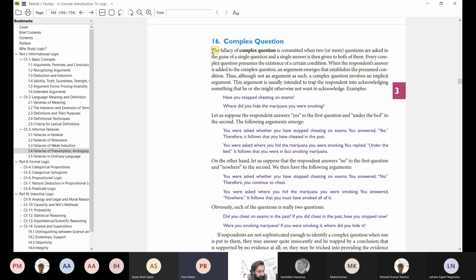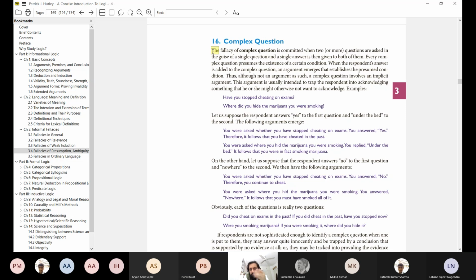The fallacy of complex question is committed when two or more questions are asked in the guise of a single question, and a single answer is then given to both of them. Every complex question presumes the existence of a certain condition. When the respondent's answer is added to the complex question, an argument emerges that establishes the presumed condition. Thus, although not an argument as such, a complex question involves an implicit argument. This argument is usually intended to trap the respondent into acknowledging something that he or she might otherwise not want to acknowledge.